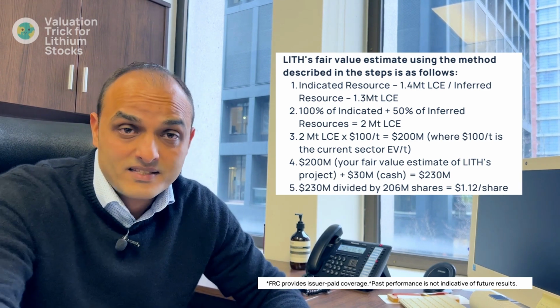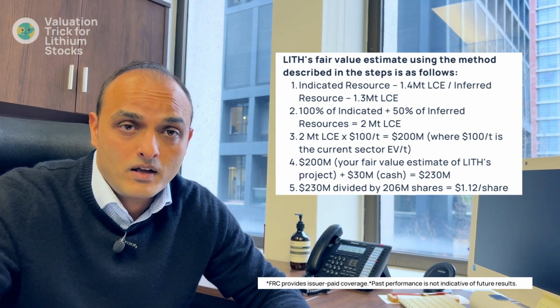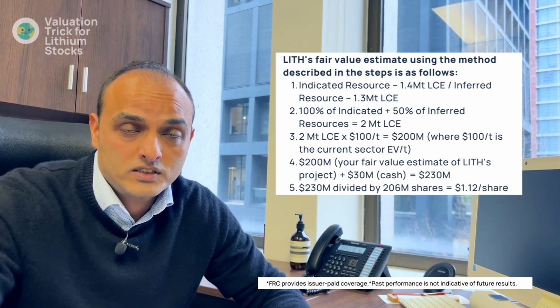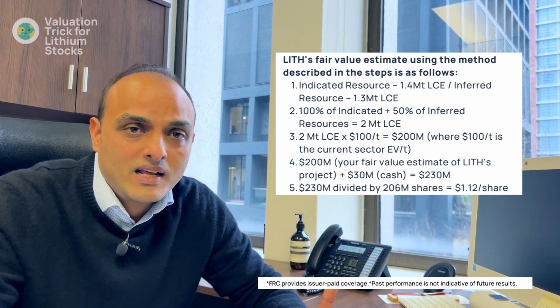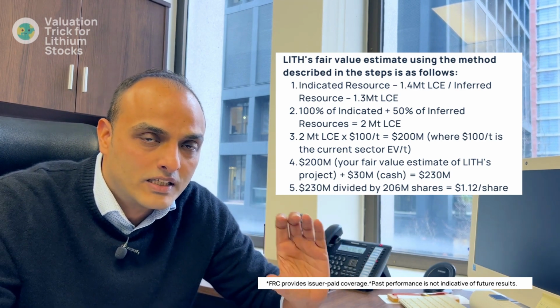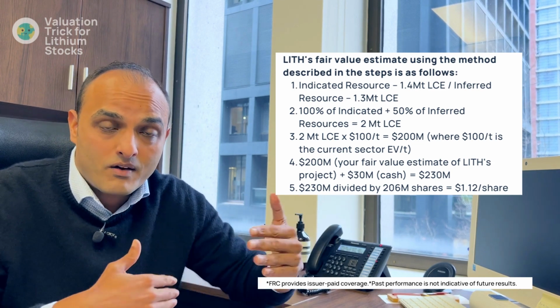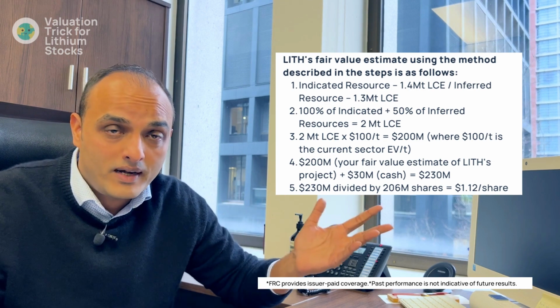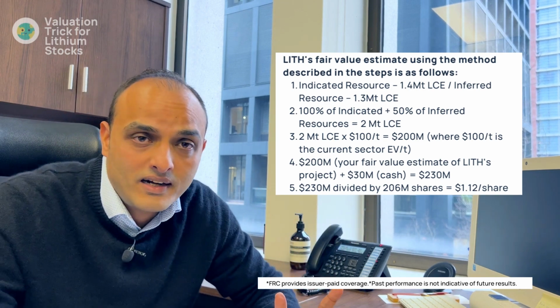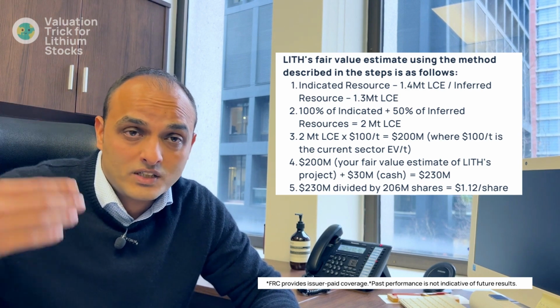Step 3, take this 2 million tons of lithium carbonate and multiply that by $100 a ton. Now, what is this $100 a ton? That is the sector average enterprise value to resource of lithium juniors. Now we at Fundamental keep track of this metric for all commodities, and lithium juniors are currently trading at $100 a ton, and this number keeps changing almost on a daily basis.